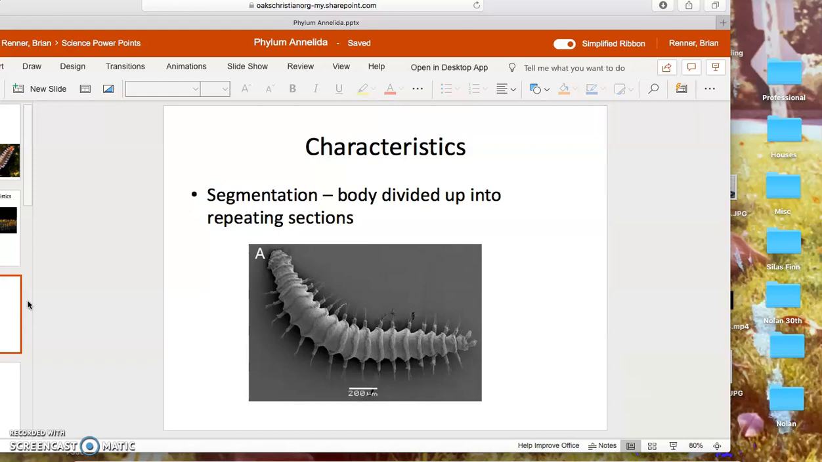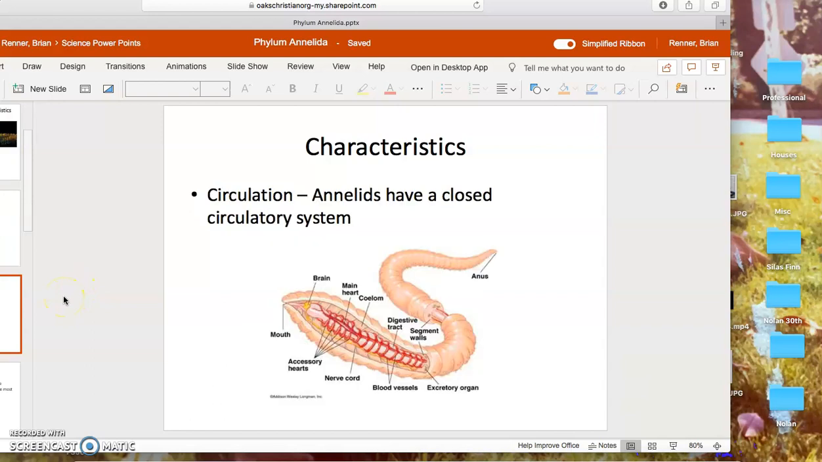So one of the main characteristics, they are segmented. If you think of our spine, again, all these animals being compared to us, so that's how they decide what's complex and what's not. So that might remind you somewhat of a spine segmentation, but it means that the body's divided up in these repeating sections. And they have what's called a closed circulatory system, meaning their blood stays within a system of tubes, vessels, arteries, veins, capillaries, kind of like ours.